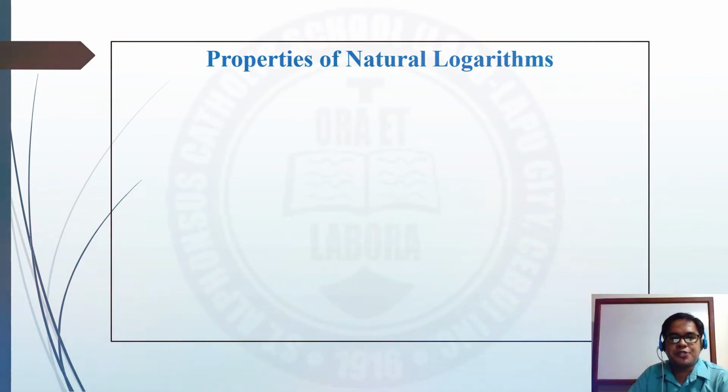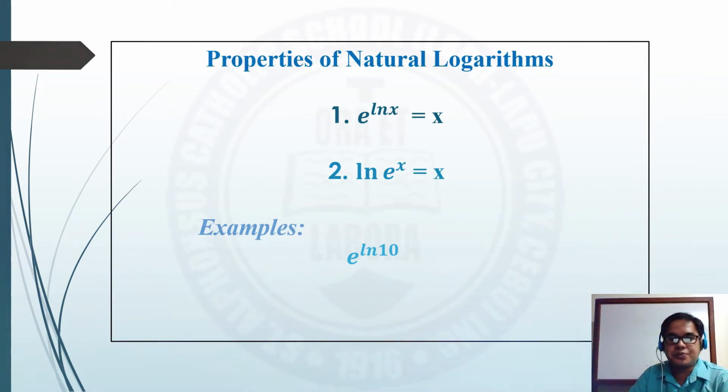Please take note of these properties of natural logarithms. Number 1, if we have e raised to ln of x, it is equal to x. And for the number 2 property of natural logarithm, we have ln of e raised to x is equal to x. For example, if we have e raised to ln of 10, its value is equal to 10 because we apply the first property of natural logarithm. If we have ln of e raised to x plus 1, it is equal to x plus 1 because we apply the second property of the natural logarithm.